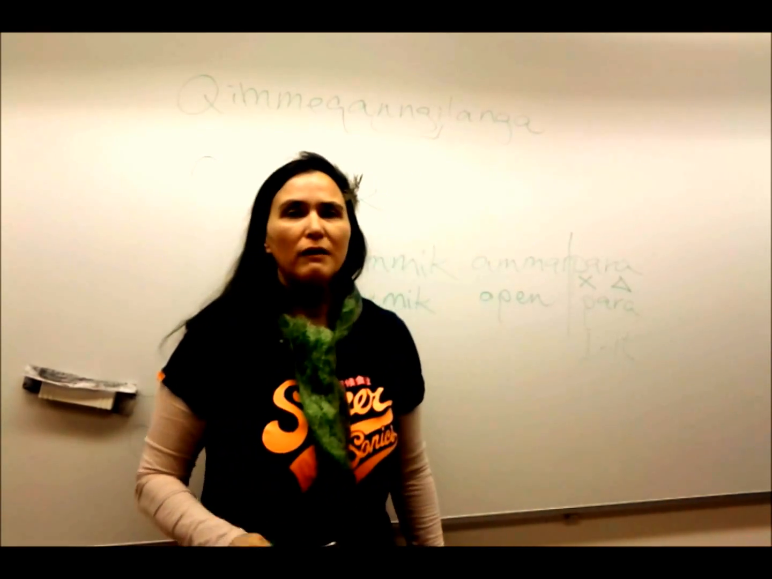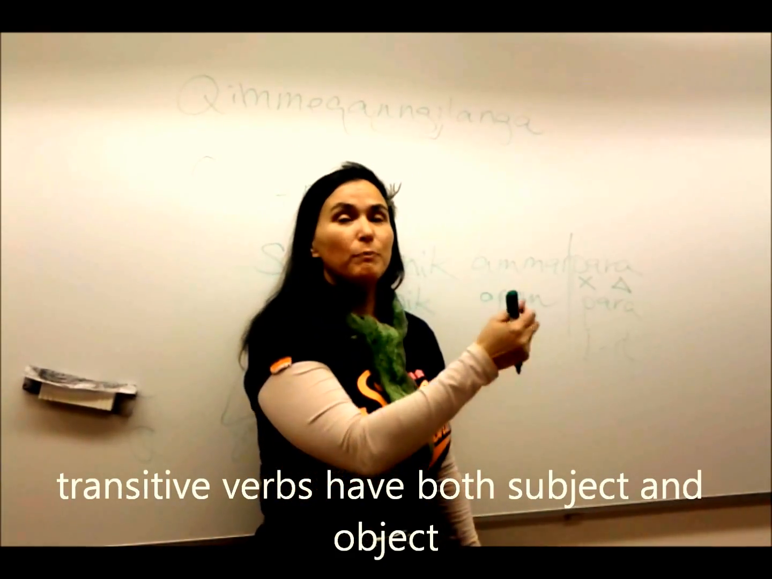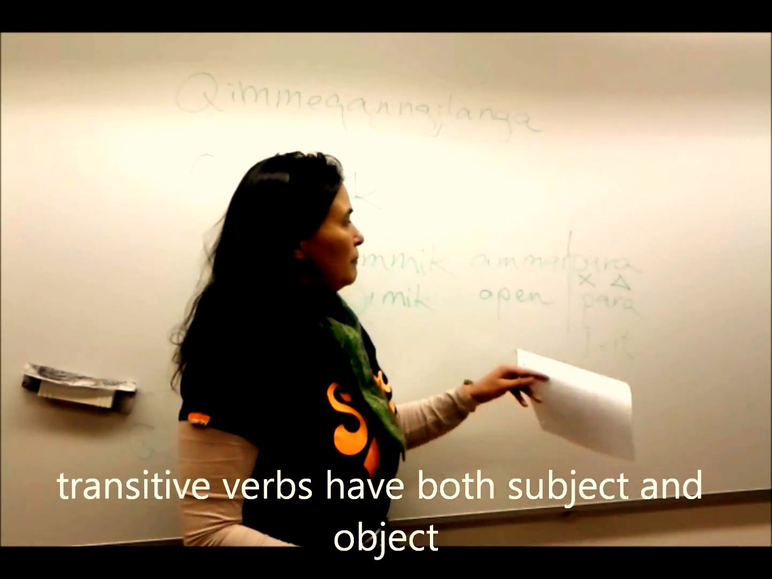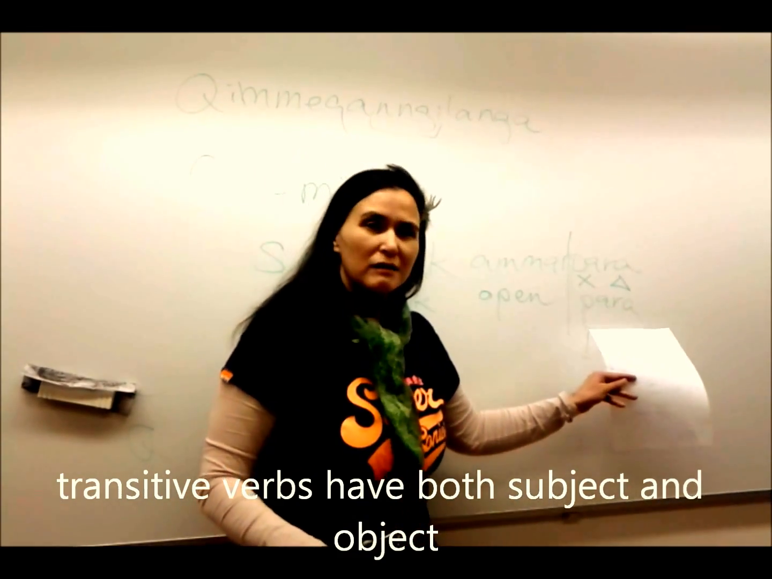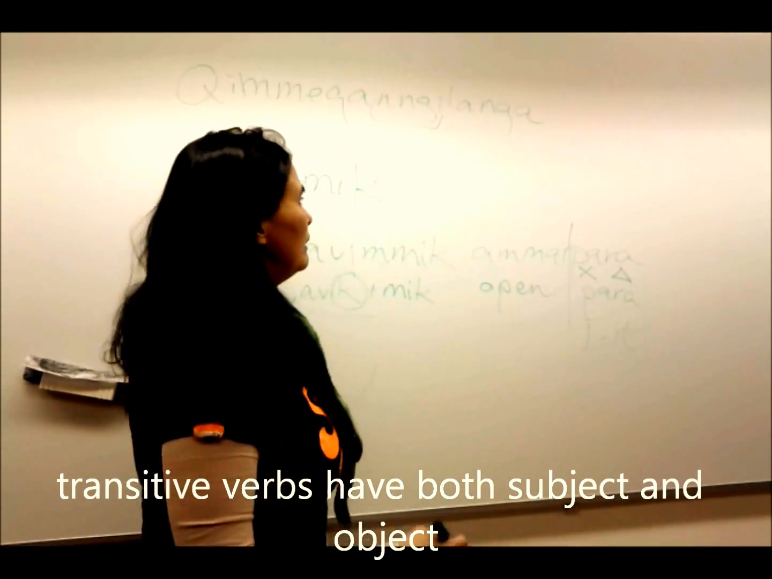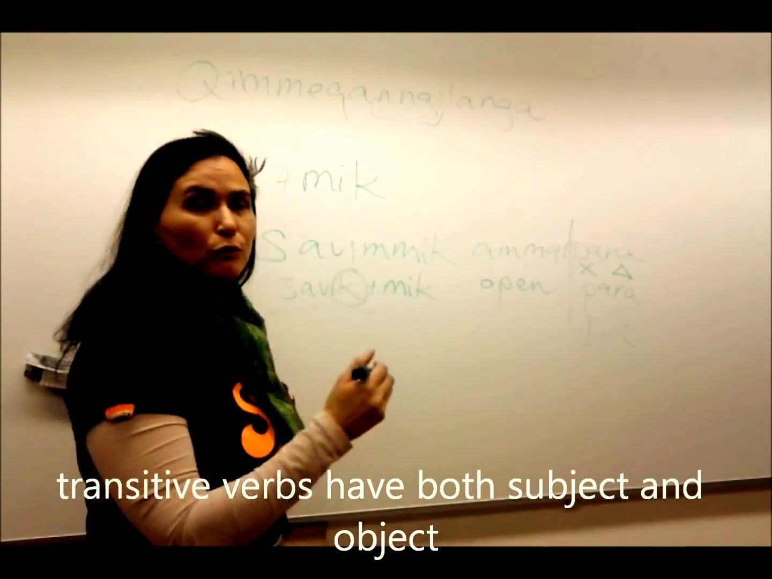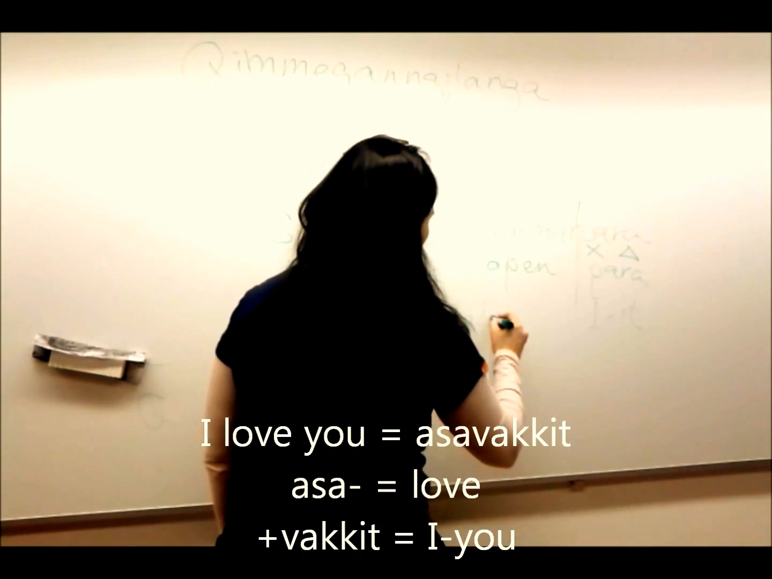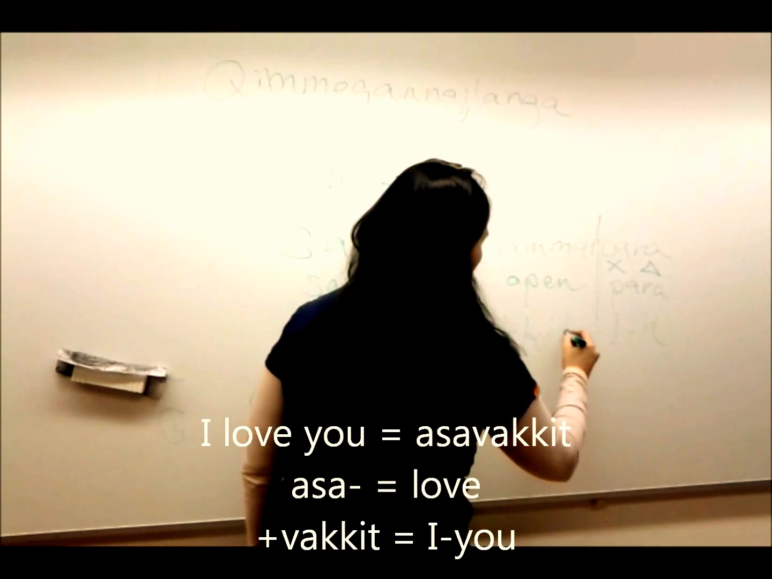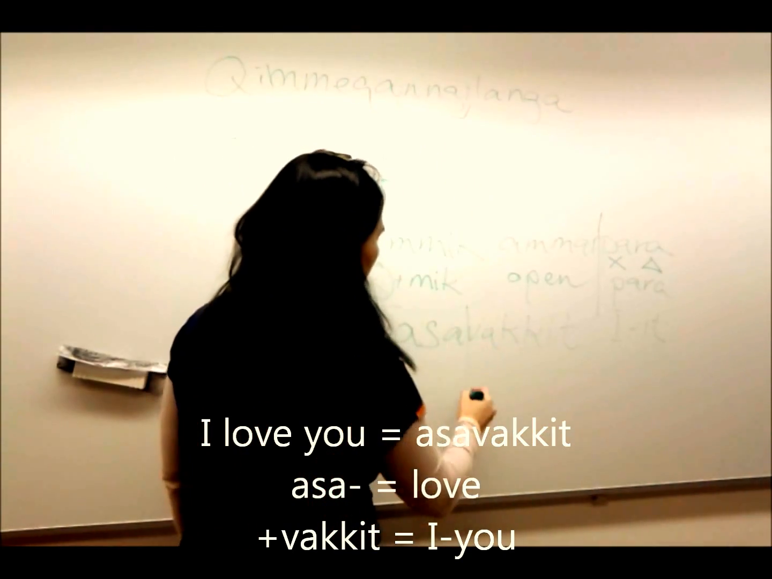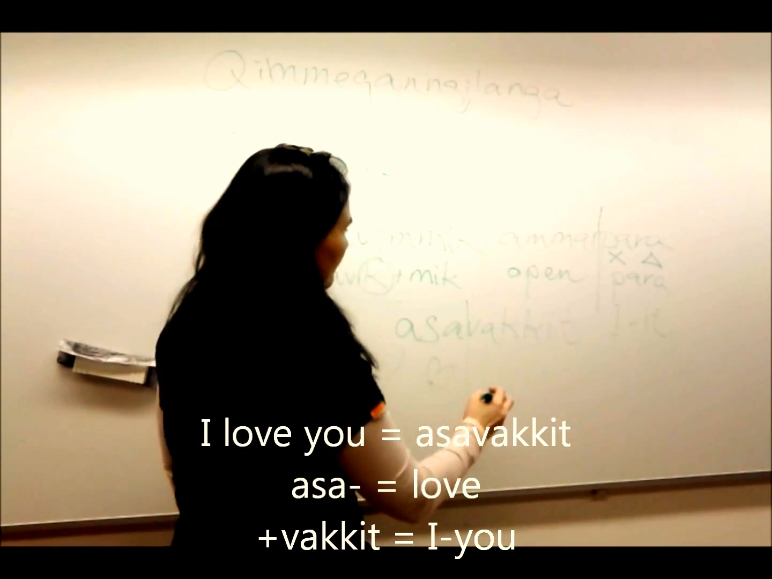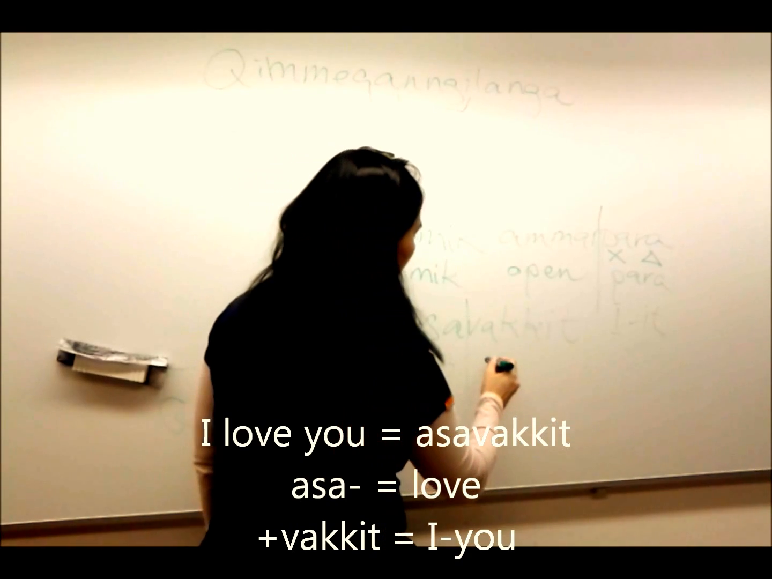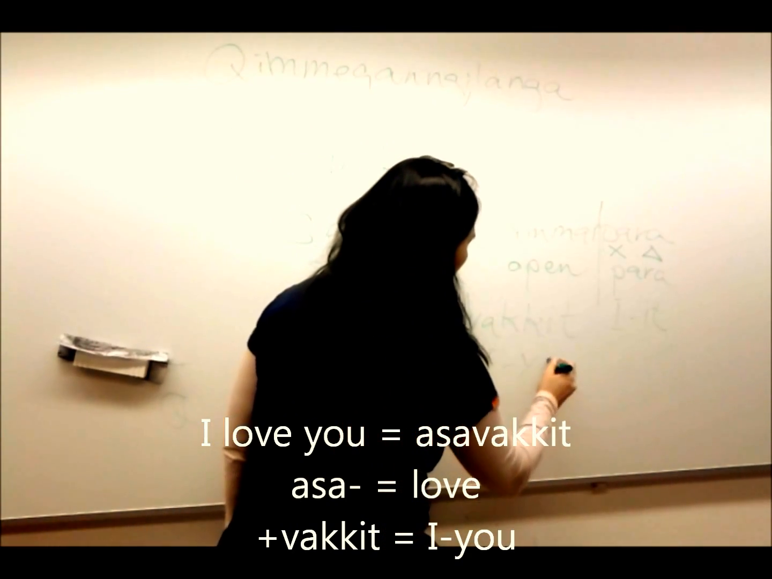And this is what we call a transitive ending, when we both have the subject and the object in the ending of the word. For instance, I love you is asavakkit, and asa means to love, and -vakkit means I, you.